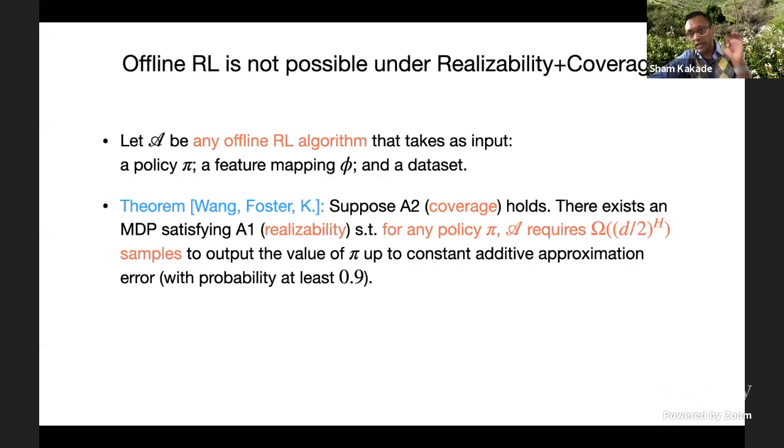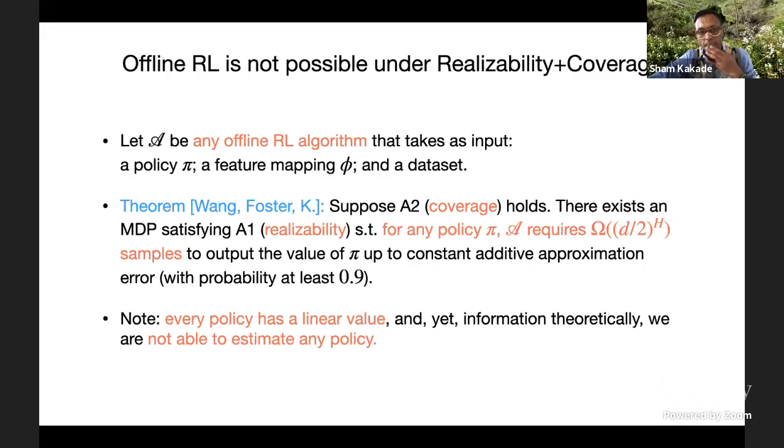The point now is that if you have coverage, there's going to exist an MDP that's also realizable, such that for any policy, the algorithm is going to require d to the h/2 samples to estimate the value of this policy. So you've got realizability and coverage, and you can't estimate the value of any of the policies in the MDP. Not just one; we can't estimate the value of any of them. Every policy here has a linear value, yet information theoretically, we can't estimate a single one of them. That's the main lower bound.